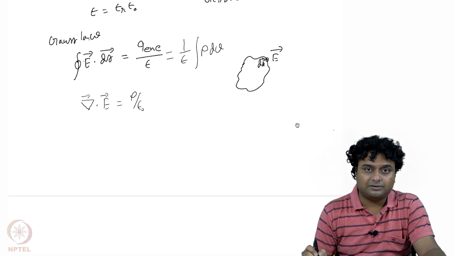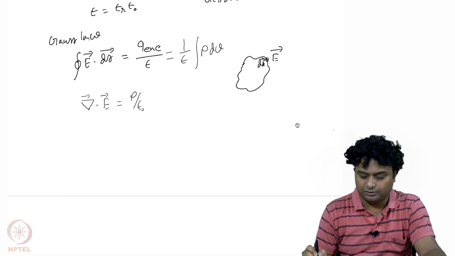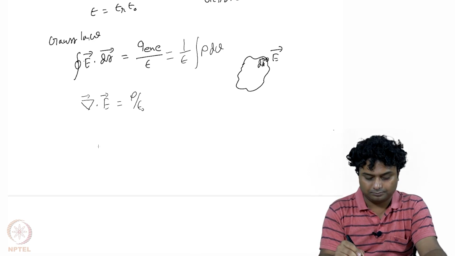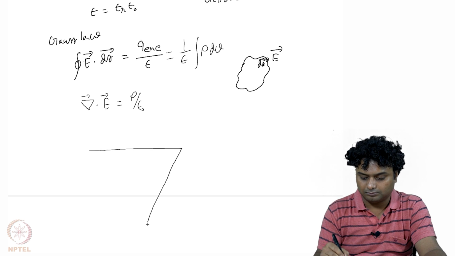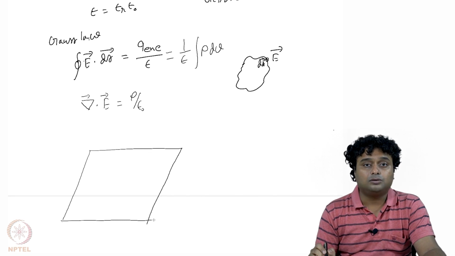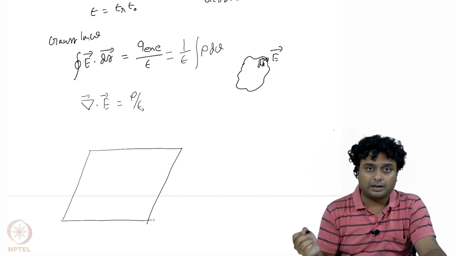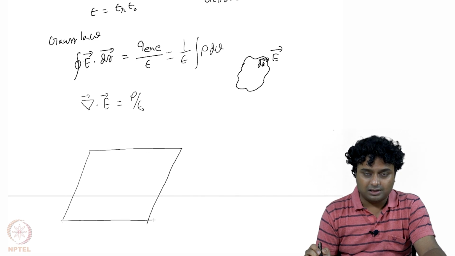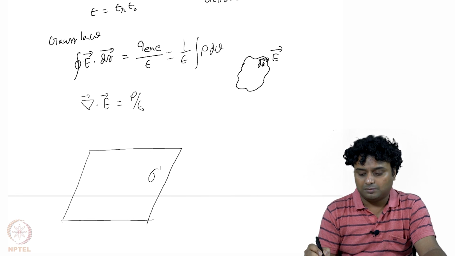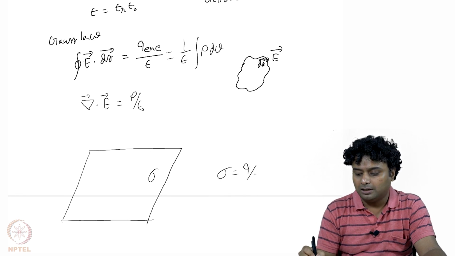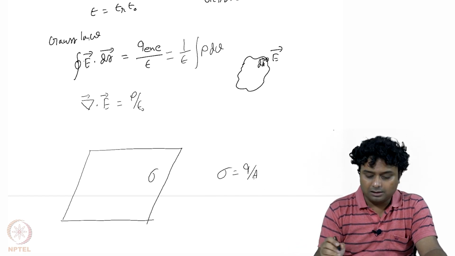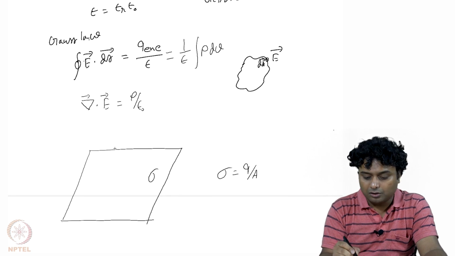Now we will take a specific case of surface charge distribution. Let us say I assume an infinitely large surface, where the charge density is sigma. So the surface charge density is sigma. That means sigma is equal to Q by A, where A is the area. And then I assume a Gaussian pillbox.